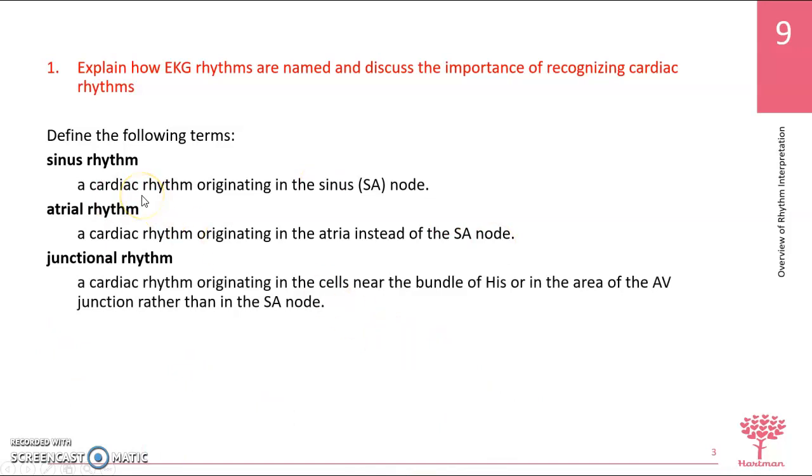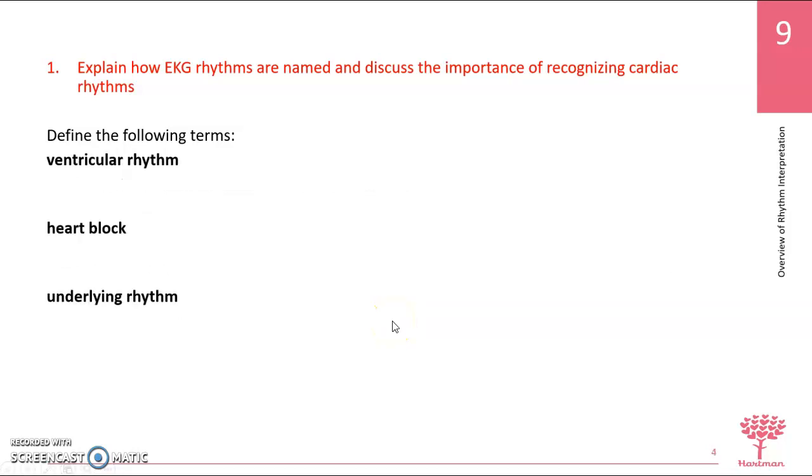Sinus rhythm means that it starts at the SA node, which is what it's supposed to do, right? Atrial rhythm is where it originates somewhere else in the atria instead of the SA node. And then the junctional rhythm is when that cardiac rhythm originates in the cells near the bundle of His, so that's even past the atria. So that's how you see those differences.